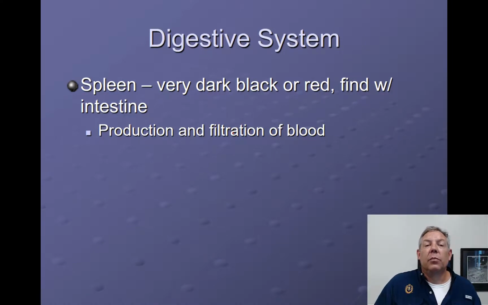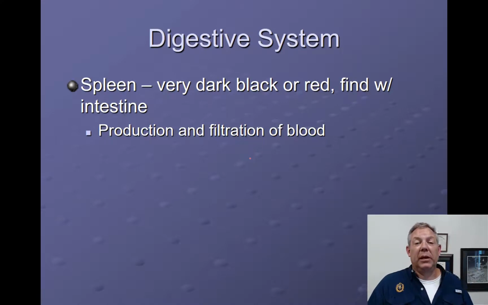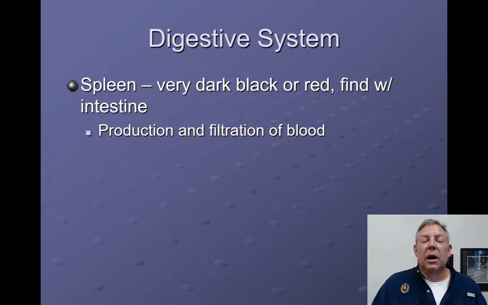Usually, especially in fresh specimens, when you're dissecting them, you can see a dark little pouch associated with the intestines, and that's the spleen. And so this produces blood, red blood cells. It helps to filter and store red blood cells, and that's why it's got the dark red or black color to it.